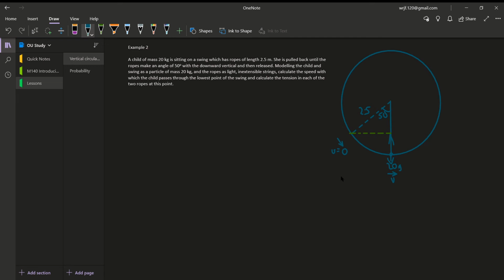I wanted to have a look at a couple more examples of vertical circular motion now that you've had a chance to try a few questions on it. There's one or two things that have come up, so I just wanted to go through, as I say, a couple of examples. It's a tricky topic, this one. You do need to be quite flexible with it.